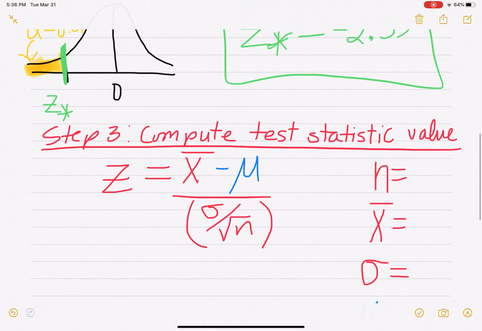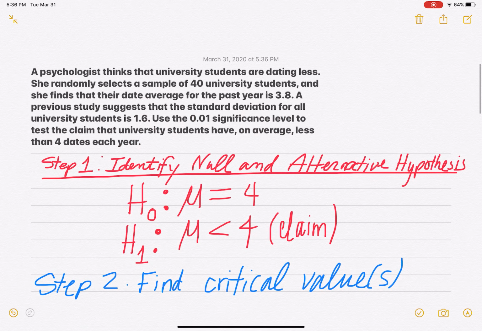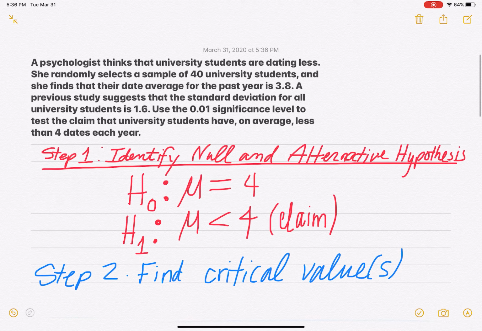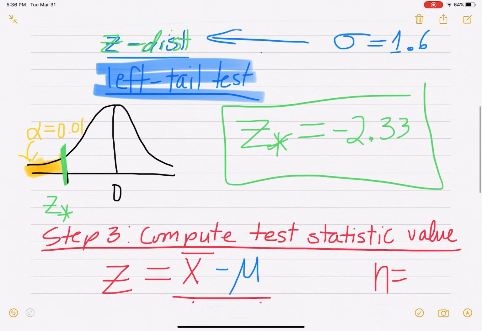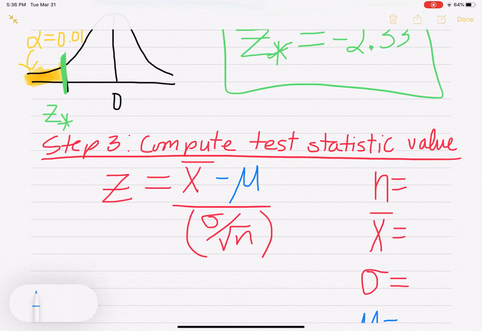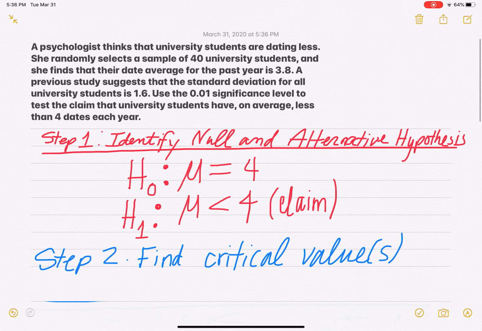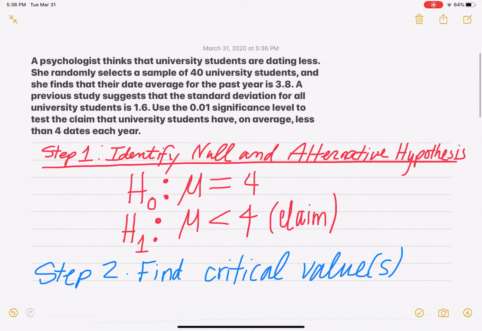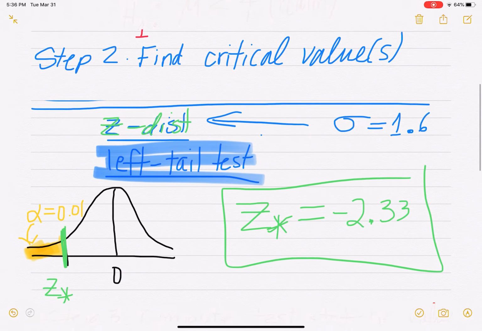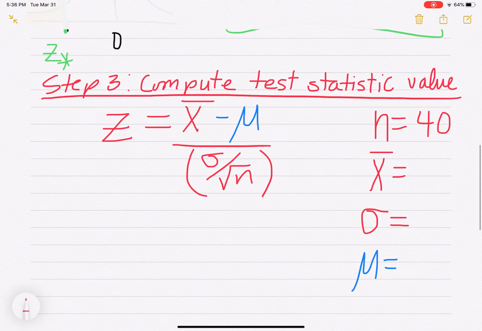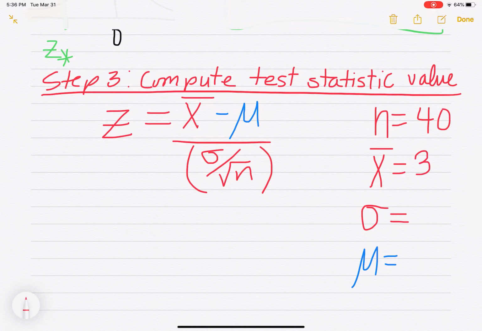If you go back and read the problem, a psychologist thinks that university students are dating less. She randomly selects a sample of 40 university students. So the sample size is 40. I'm going to write in 40 here. All right, let's scroll back up. What about the sample average? What's the average for those 40 students? She finds that their date average for the past year is 3.8. So they have 3.8 dates on average. So that's the average of the sample. So x bar is 3.8.